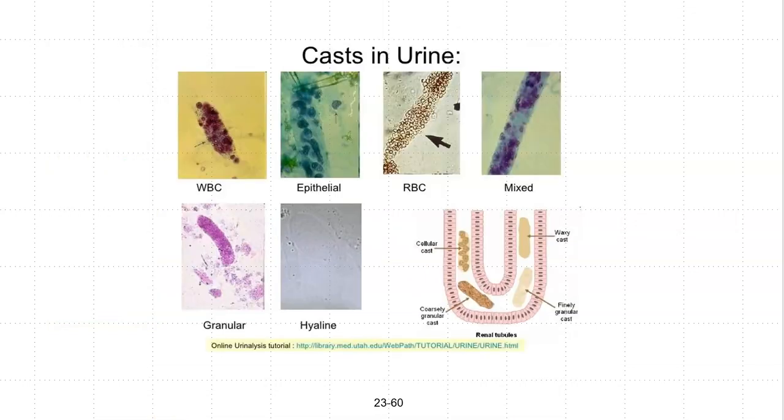So these are some examples of casts in the urine. This over here, white blood cell in the urine, is a sign of kidney infection. And right over here, you see epithelial cells present in the urine may be a sign of rejection of kidney transplant. And then you have granular casts, which may be a sign of kidney disease. Or if you see fatty acids in the cast, it may be a sign of nephrotic shock, etc.